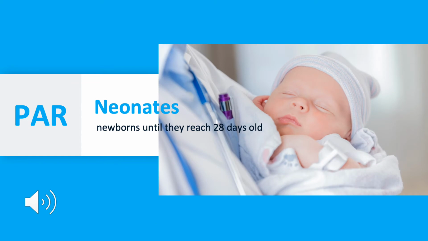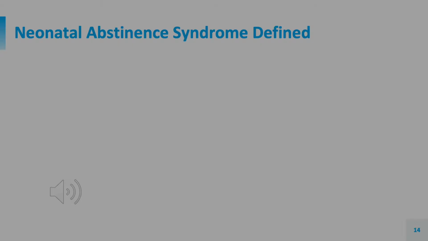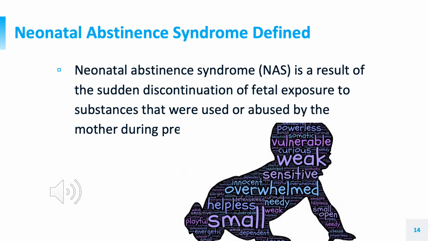All of the information within this presentation is credited to the American Academy of Pediatrics. We begin with the population at risk. Neonates, defined as newborns until they reach 28 days old. Vulnerable, weak, sensitive, overwhelmed, helpless, needy, small. These are just some of the words that are associated with a baby undergoing neonatal abstinence syndrome, which is defined as a result of the sudden discontinuation of fetal exposure to substances that were used or abused by the mother during pregnancy.